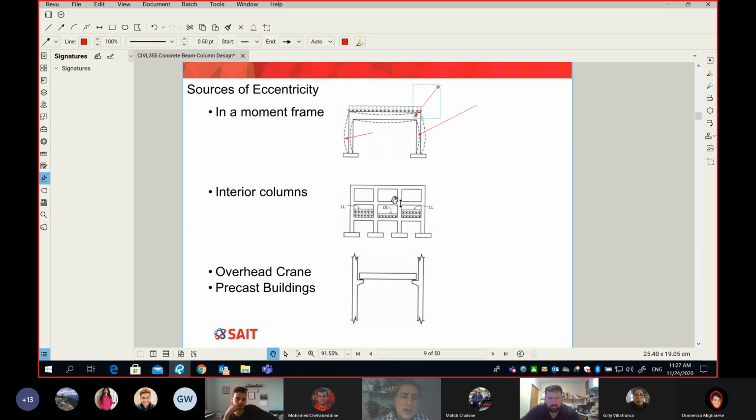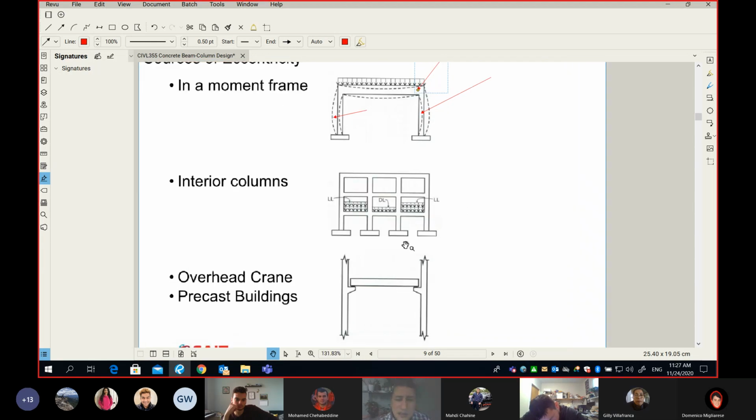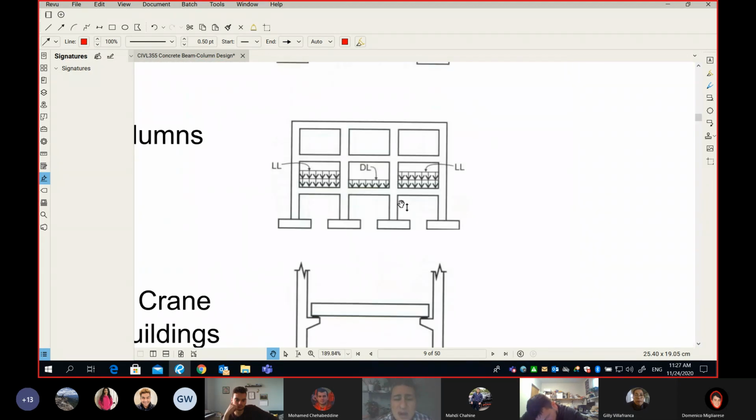Okay, now let's go to the next example of the sources of eccentricity. Interior columns. If you are in a building and you have an interior column, you guys know the devil is the live load, and I guess I said this several times. Live load, from the nature of the load, can move. So we can have one class full of students on the left and right, and maybe the class in the middle doesn't have a live load.